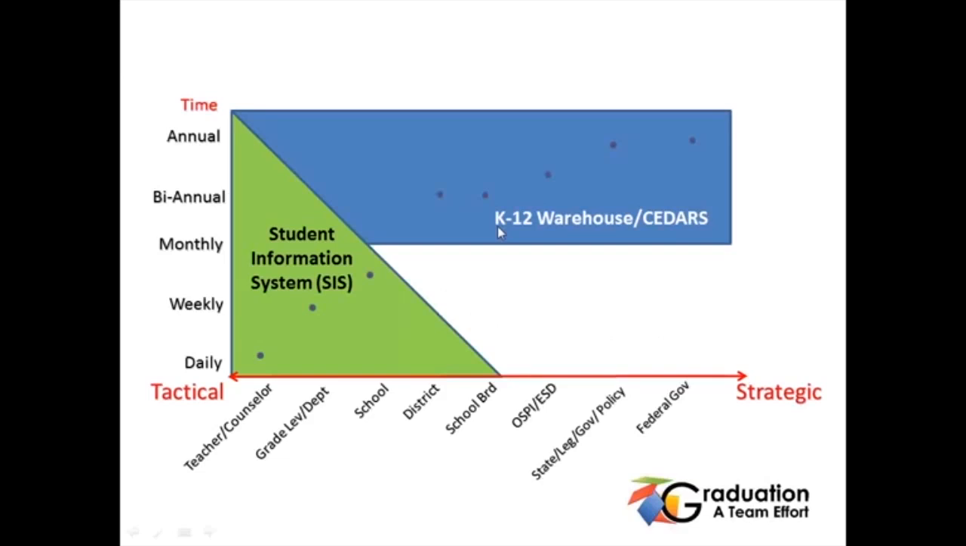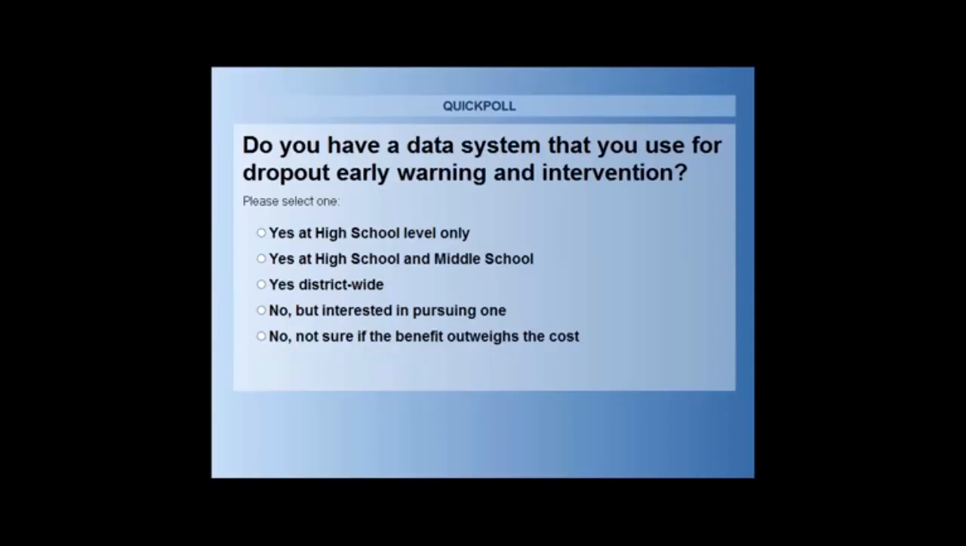That sounds pretty good. Let's do a quick poll to see who out there is currently using a data-based dropout early warning intervention system. And if you're not, I'd be curious if you wanted to put in why you're not using one as well. The poll is open.